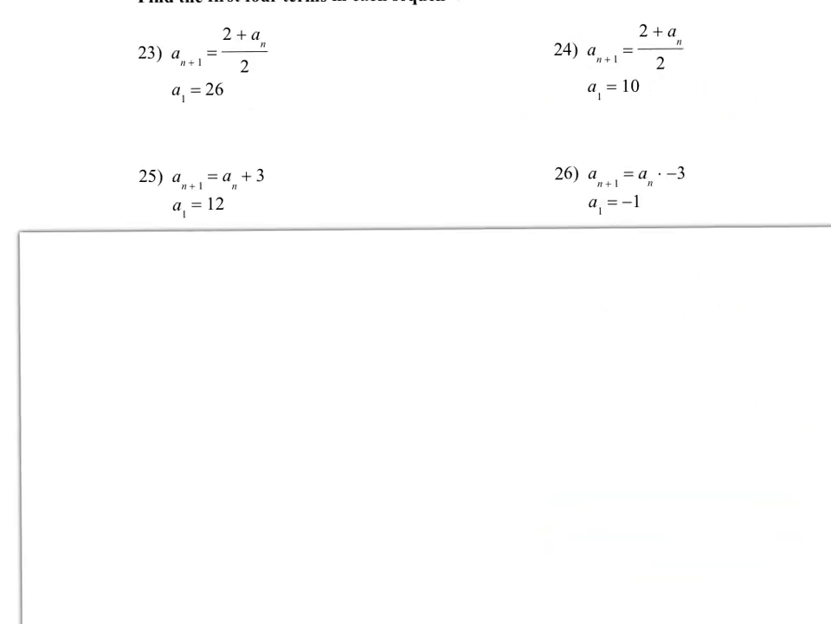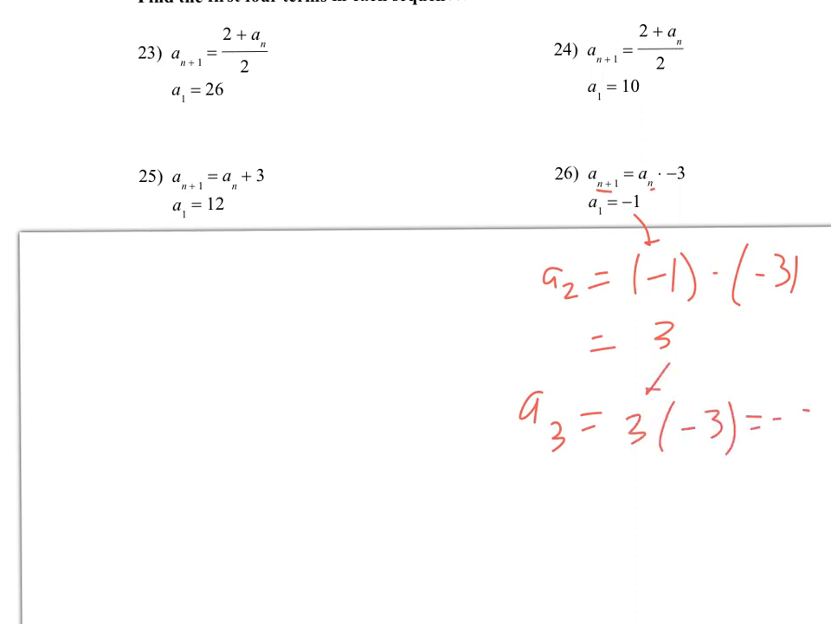All right, again here, another recursive formula. So it's saying to get the next term, take the previous term and multiply by -3. So I'm going to say to get a sub 2, I'm going to take the previous term, which is right there, and then multiply by -3. And so that is going to equal 3. And so for a sub 3, I'm going to do the previous term again, times -3, so that's going to be -9. And then for a sub 4, I'm going to now take that previous term, -9, and multiply it by -3, which is going to give me 27. So my list is then -1, 3, -9, positive 27.